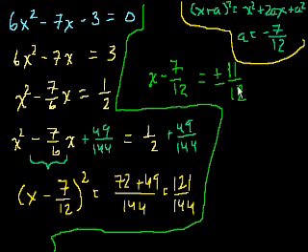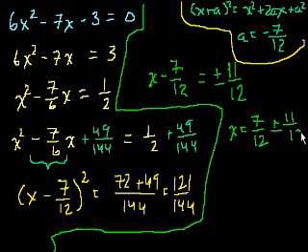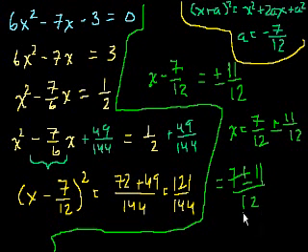So then we can add 7/12 to both sides of this equation, and we get x is equal to 7 over 12 plus or minus 11 over 12. Well, that's the same thing as 7 plus or minus 11 over 12. So what are the two options? 7 plus 11 is 18 over 12. So x could equal 18 over 12, which is 3/2. Or what's 7 minus 11? That's minus 4/12. So it's minus 1/3.